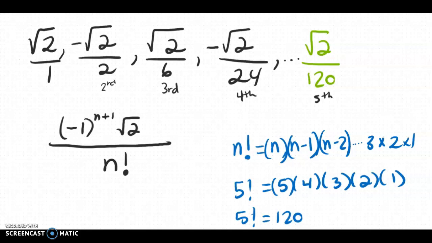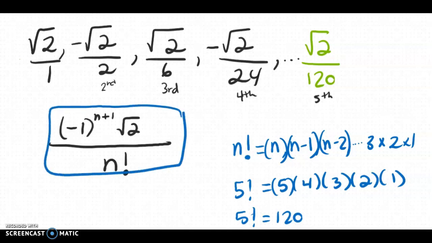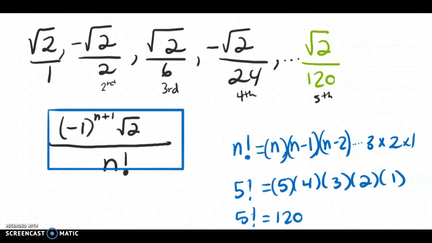It's the n multiplied by each number all the way down to 1, each number below it. And so this would be the answer to that question, looking for the formula for the nth term.